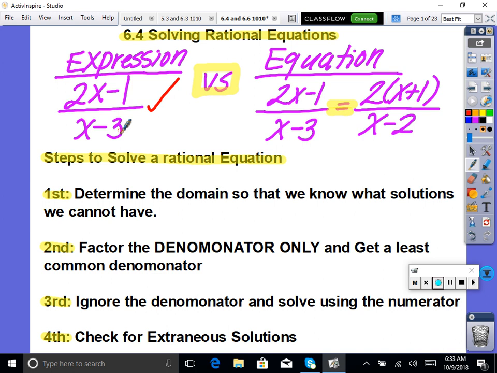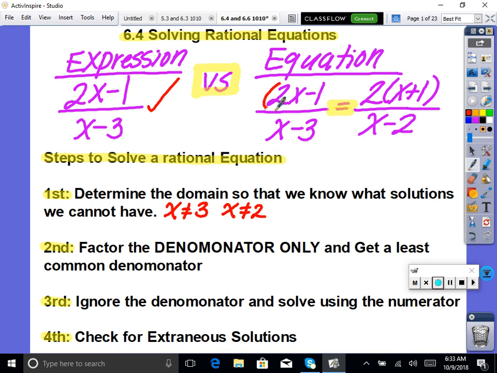Okay, so right here's an equation. Let's just solve it going through the steps here. First we would restrict. We'd say when we solve, in the end, x cannot be 3 or x cannot be 2, correct? Then we would go on. It says factor the denominator only, which it's factored, and then get a least common denominator.